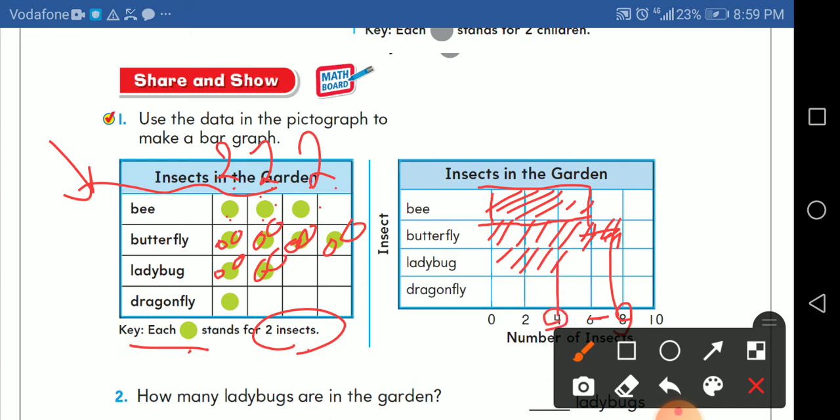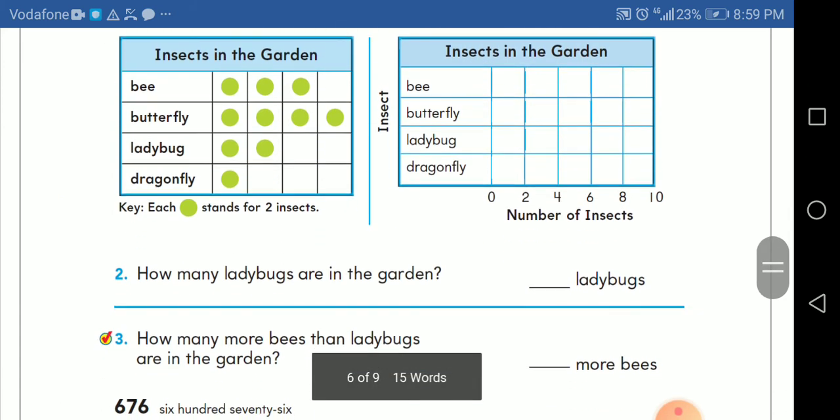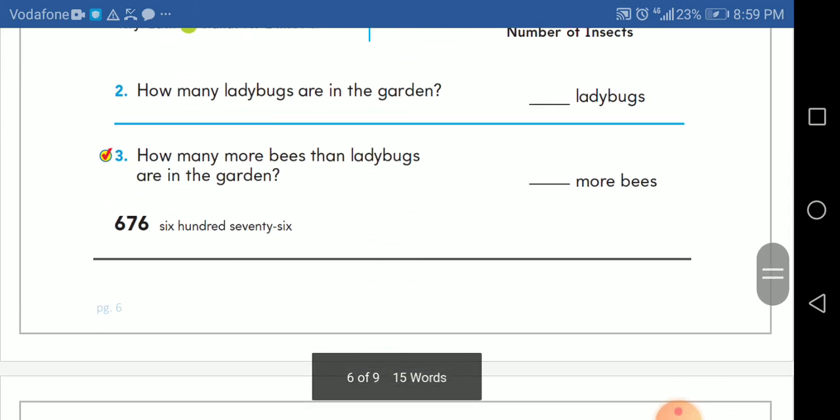What about the dragonfly? 1, 2. So I'm going to draw just 2. Okay, so it's easier for you to draw circles, more than one circle, it will be fine.